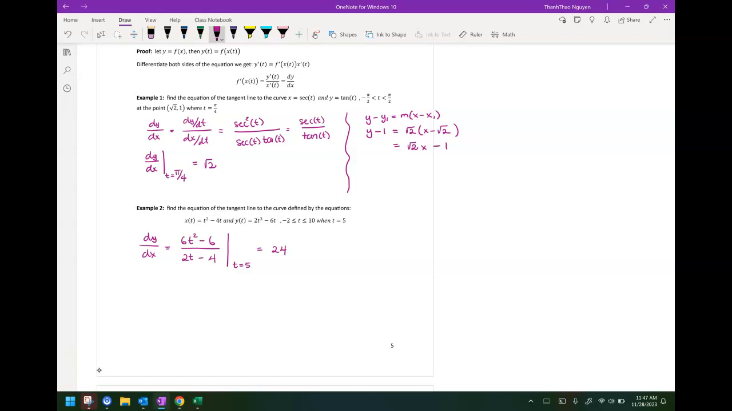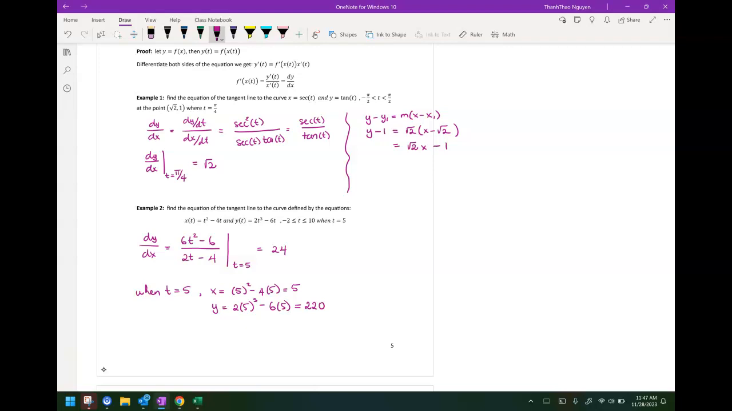Well, we can calculate the value of the point x, y when t equal 5. So when t equal 5, x equal 5 squared minus 4 times 5, this is 5. y equal 2 times 5 cubed minus 6 times 5, and that is 220.